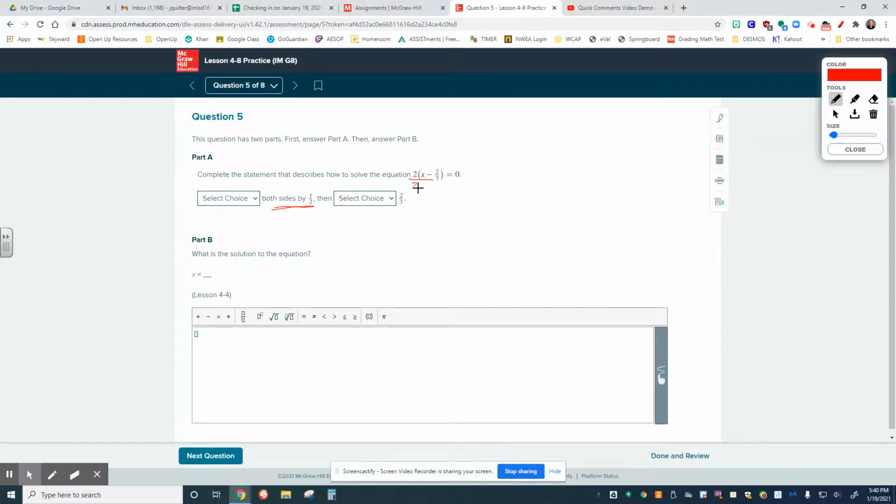What do we mean by divide by 2? Is that multiplying by 1/2 or dividing by 1/2? And then what would you do with the 2/3? And then solve it and give me an answer.